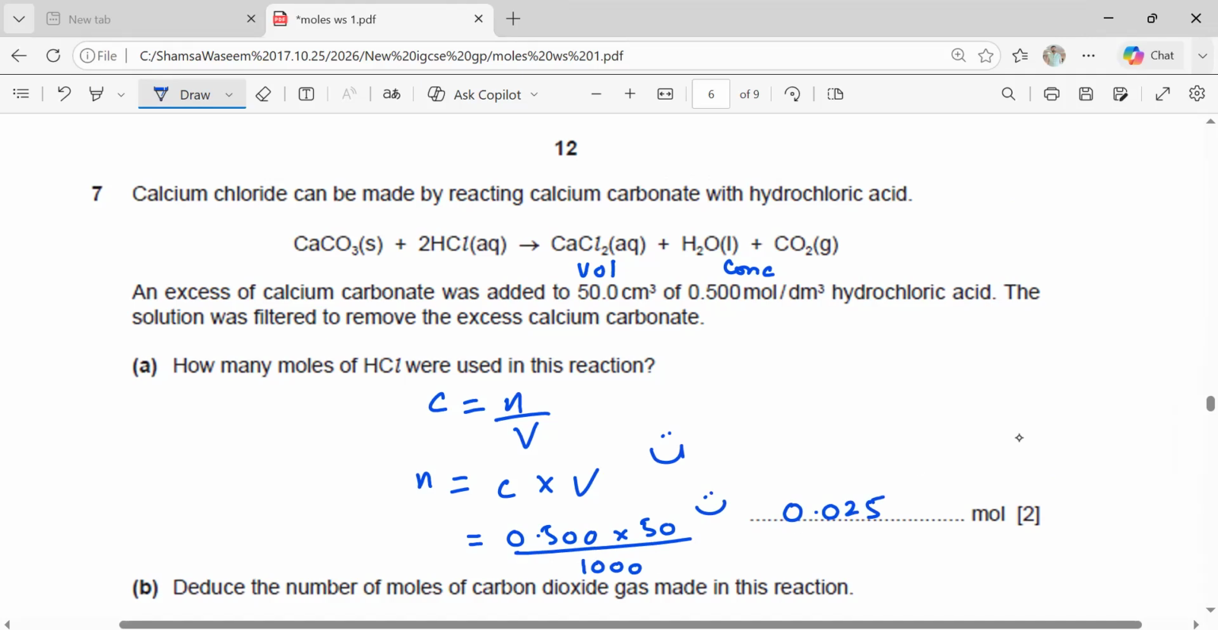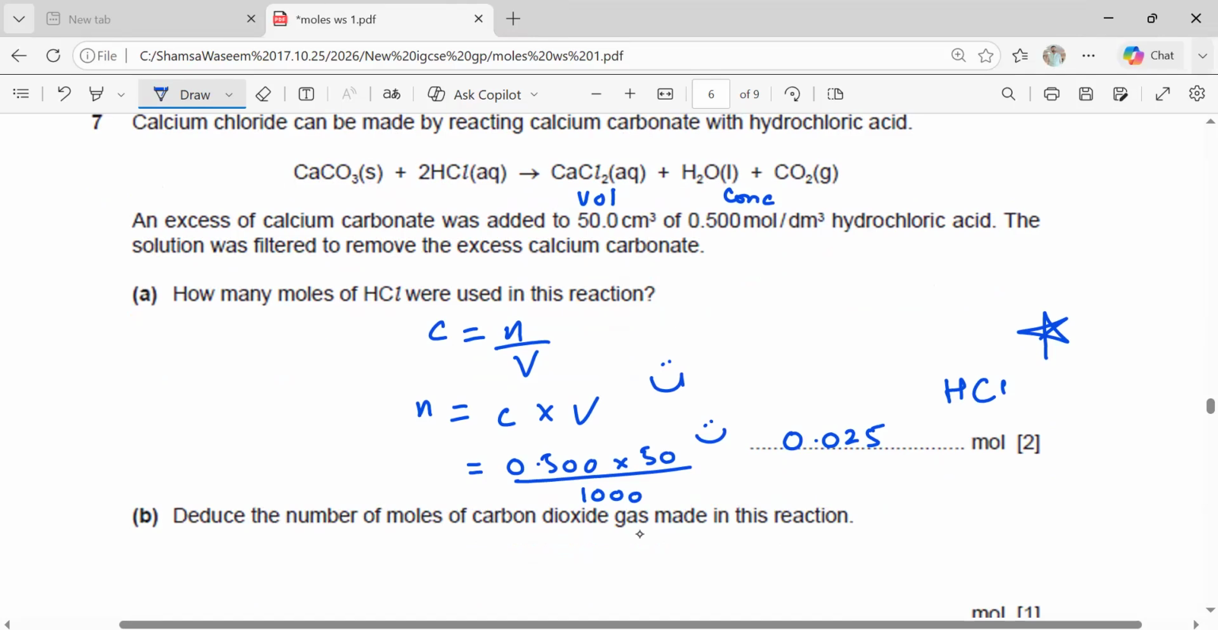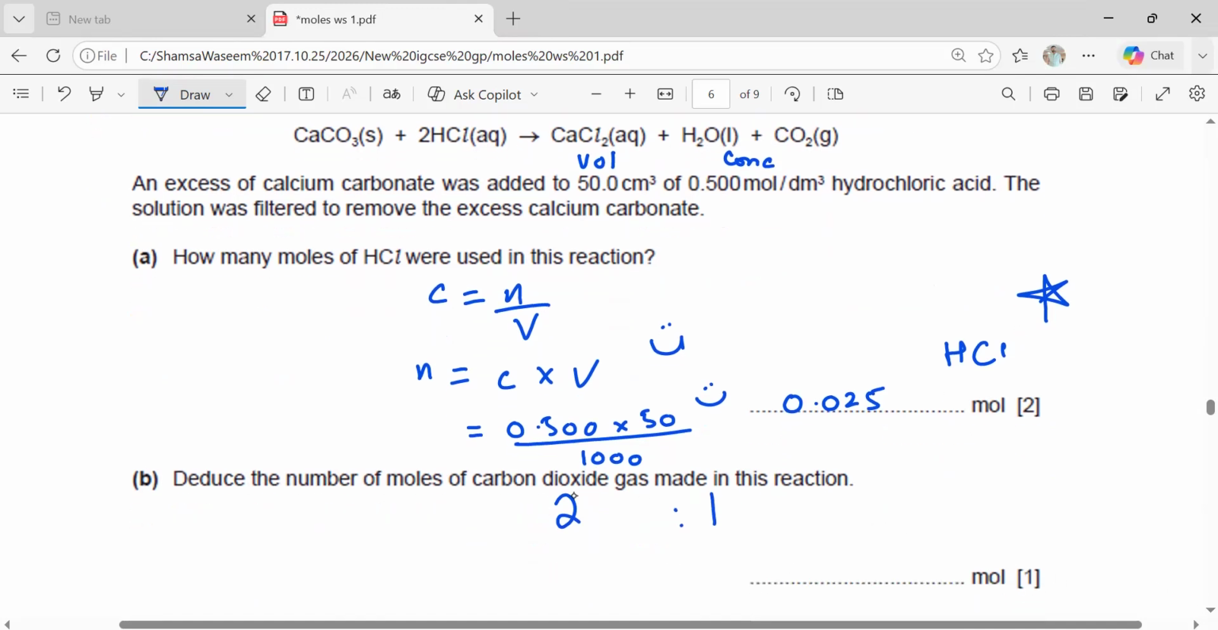Excellent. All right, Tuba and Ambreen, you also got the same? Yes. Okay. So now these are moles of HCl, shabash, right? Now let's see. Deduce the number of moles of carbon dioxide made in this reaction. What will you do? Stoichiometry? Very nice. What is the stoichiometry of hydrochloric acid and carbon dioxide? 2 to 1. So, beta, 2 moles of hydrochloric acid gives 1 mole of carbon dioxide from the equation. So 0.025 will give us X moles, right? To cross multiply, simply divide this 0.025 by 2.